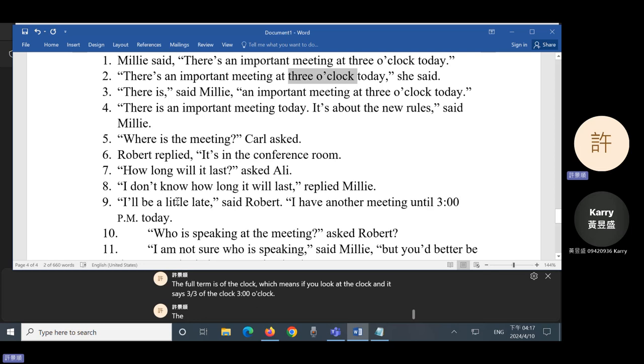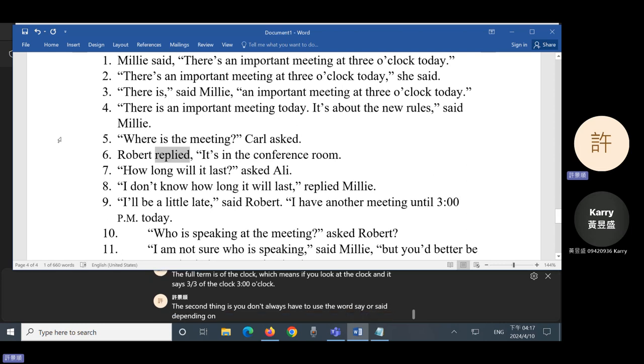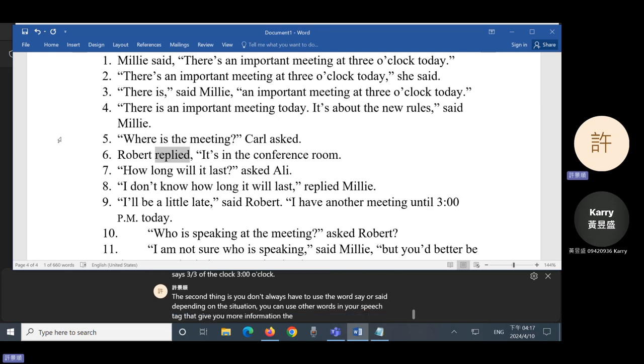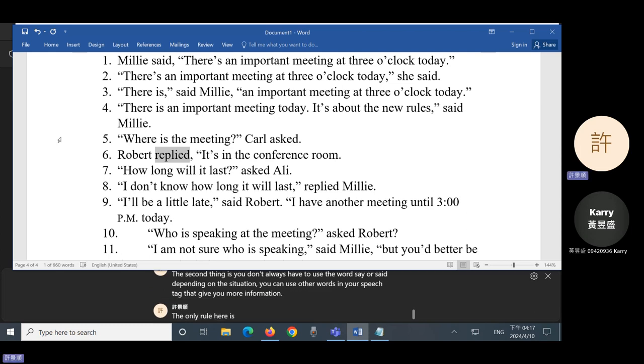The second thing is you don't always have to use the word say or said. Depending on the situation, you can use other words in your speech tag that give you more information. The only rule here is the word has to be some kind of talking. You cannot say Robert laughed something something, because when you laugh, you're not talking. Or singing, if the case may be.